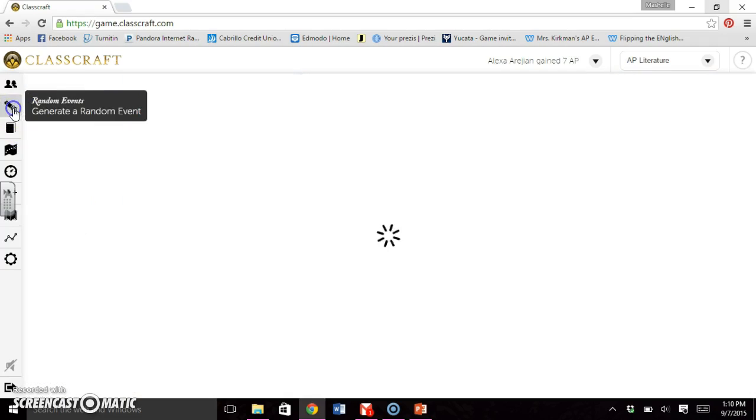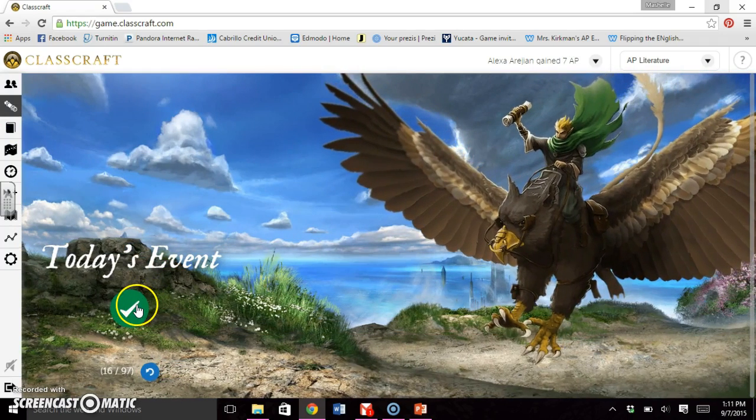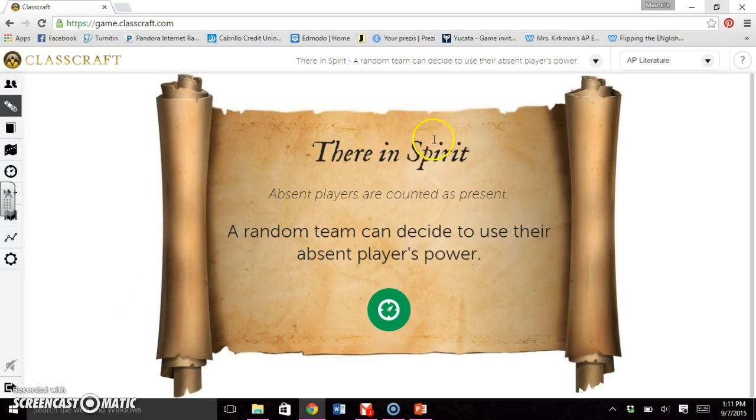So you see that random events. I'll show you this. The idea here with a random event is this button will get pushed at the beginning of class. Like this one: absent players are counted as present. A random team can decide to use their absent players' powers. So that's the idea of what random events do.